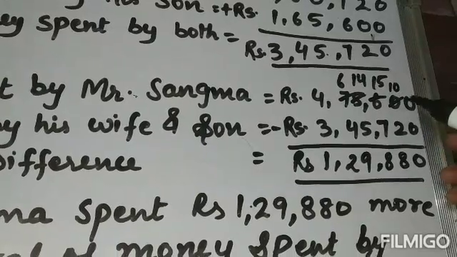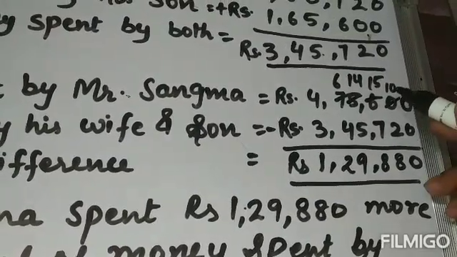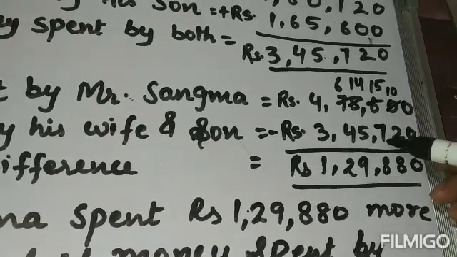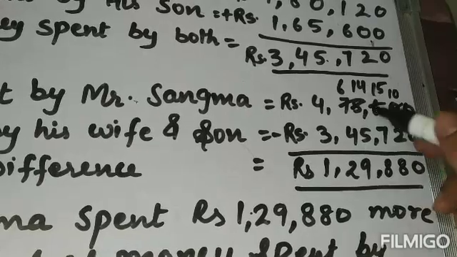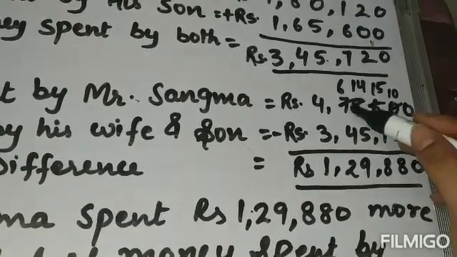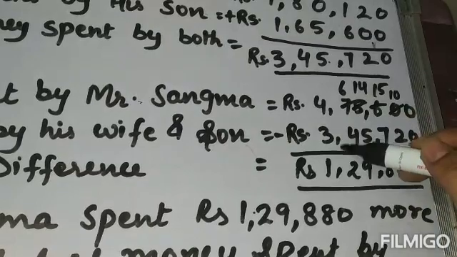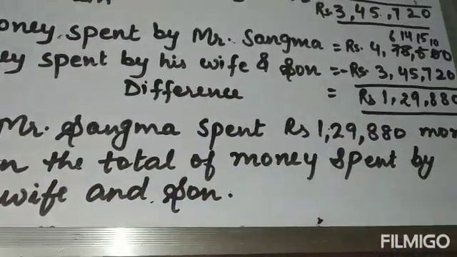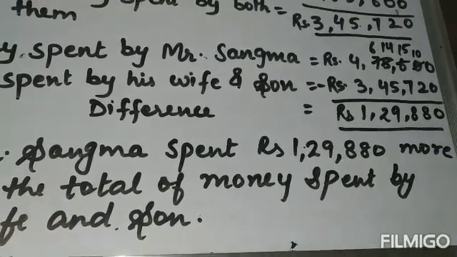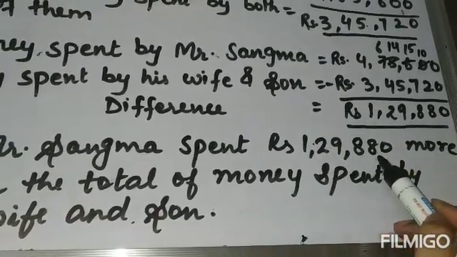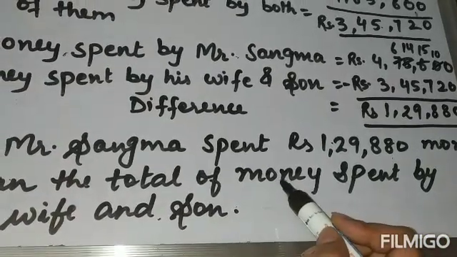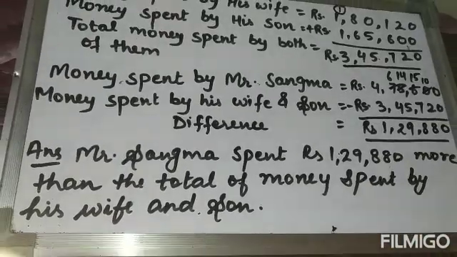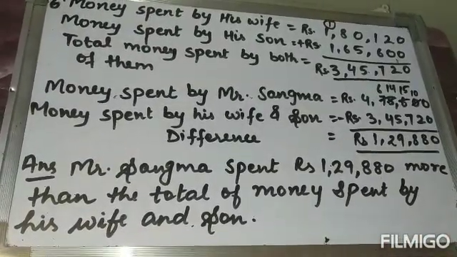After subtracting, 0 minus 0 is 0. This 0 will become 10. 10 minus 2 is 8. 15 minus 7 is 8. 14 minus 5 is 9. 6 minus 4 is 2 and 4 minus 3 is 1. So your answer is Mr. Sangma spent rupees 1,29,880 more than the total of the money spent by his wife and son. Okay, so this way you will solve question number 6.